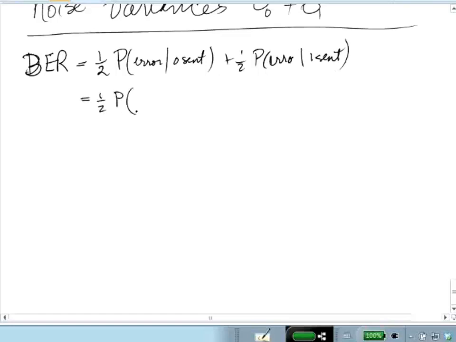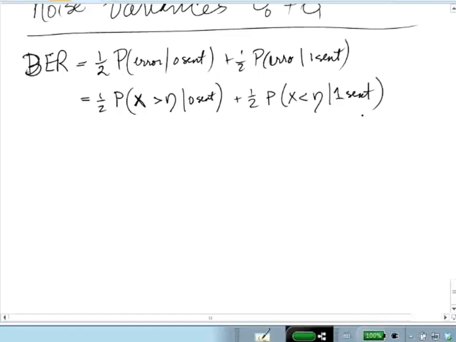So I make an error when a 0 is sent. I make an error when the sampled signal, I guess I'll use X for the sampled signal, when X is greater than the threshold, but a 0 was sent. So I made a mistake. A 0 was sent, but somehow the noise was so large that it pushed up the signal plus noise sample X, the decision statistic, above the threshold, and I made an error. And that's the same as 1/2 the probability that X is less than the threshold when a 1 was sent.